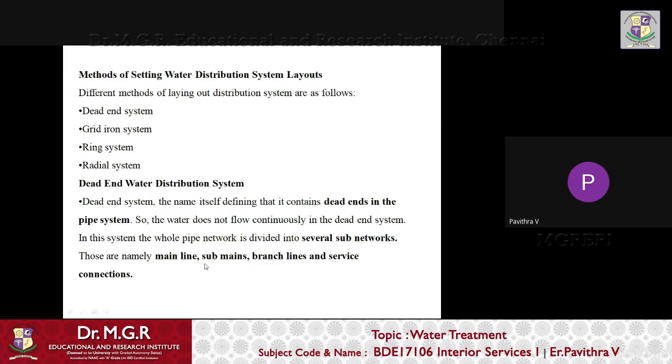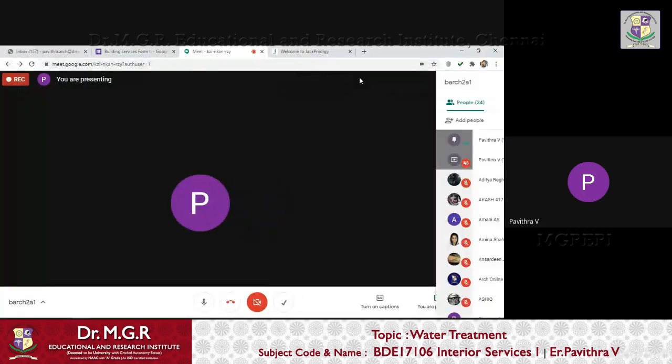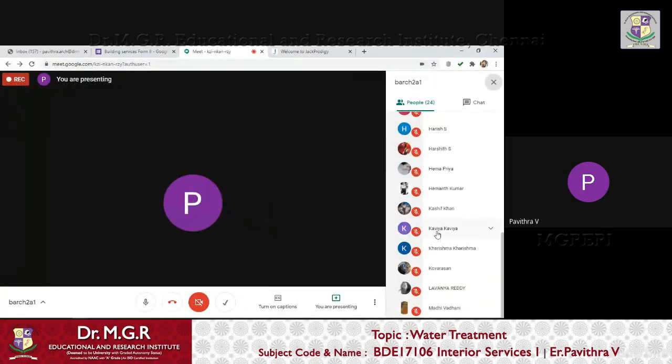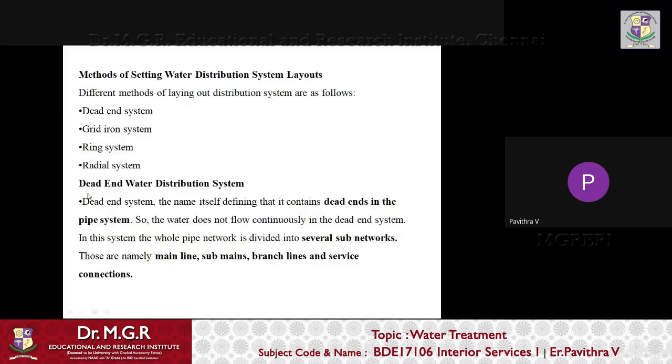Those are namely main line, submains, branch lines, and the service connections. So dead end system, the name itself defining that it contains dead ends in the pipe system. So the water does not flow continuously in the dead end system. In this system, the whole pipe network is divided into several sub networks. So the sub networks will be main line, sub main, branch line, and the service connection.